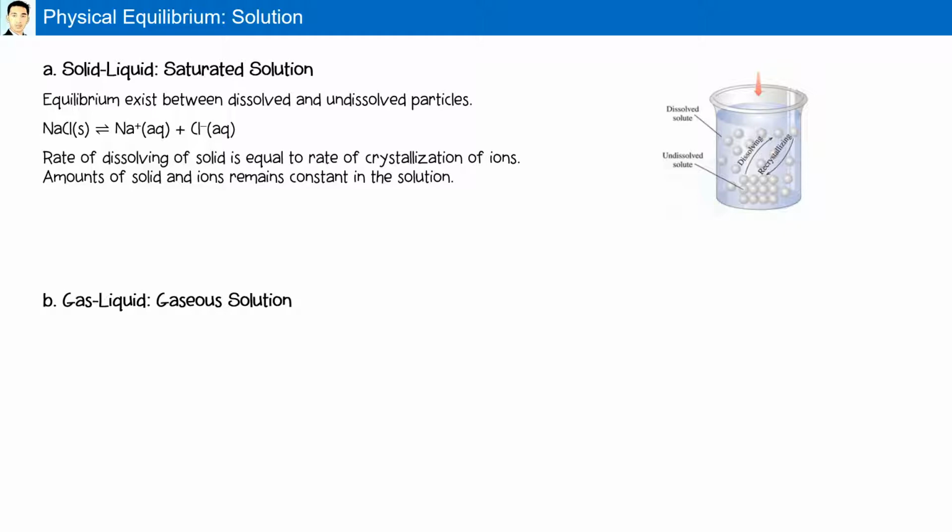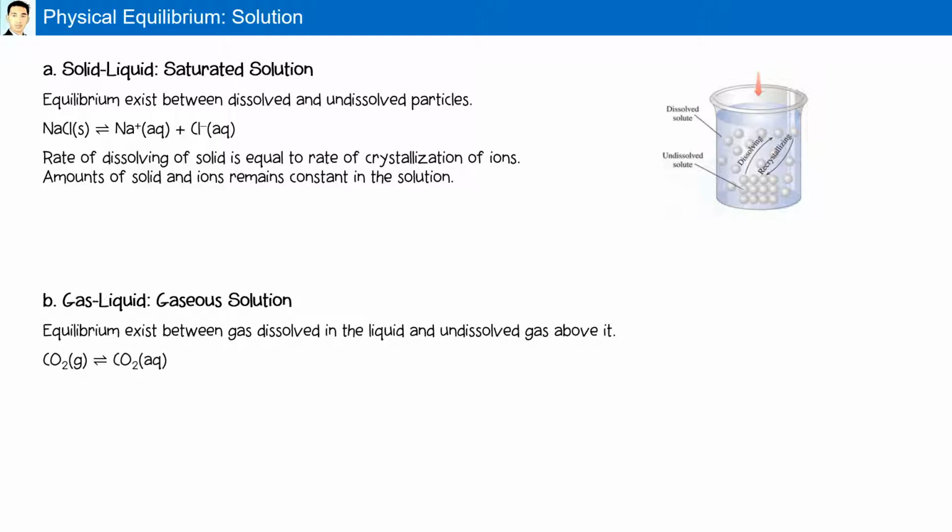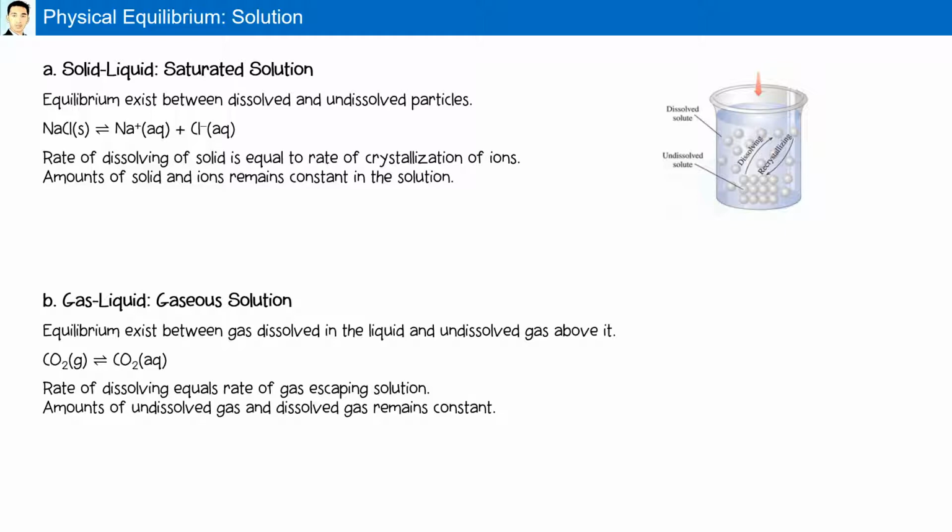Another example is gas-liquid equilibrium. This is for gaseous solutions. Here, equilibrium exists between a gas dissolved in liquid and the undissolved gas above it. For example, carbon dioxide dissolved in water. The rate of dissolving equals the rate of the gas escaping the solution. The amounts of the undissolved gas and the dissolved gas remain constant.